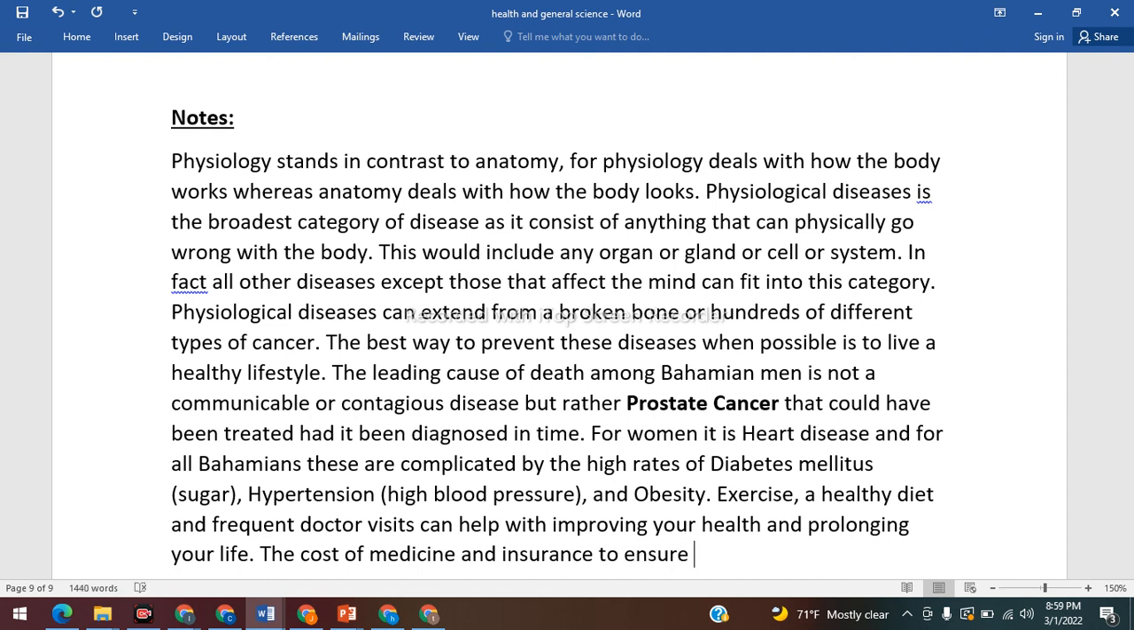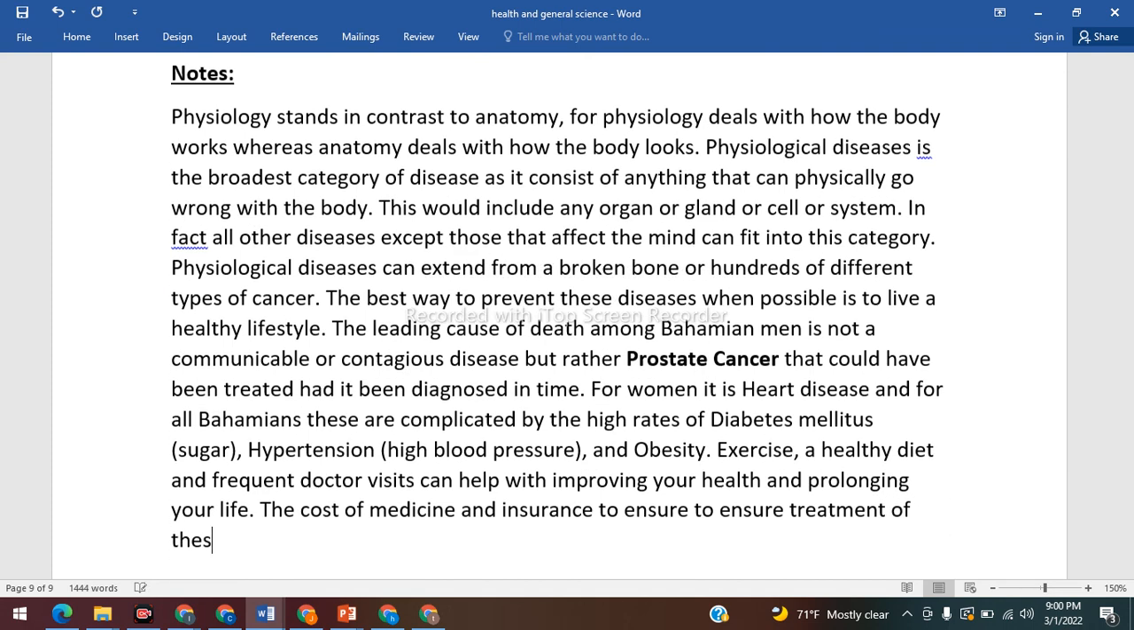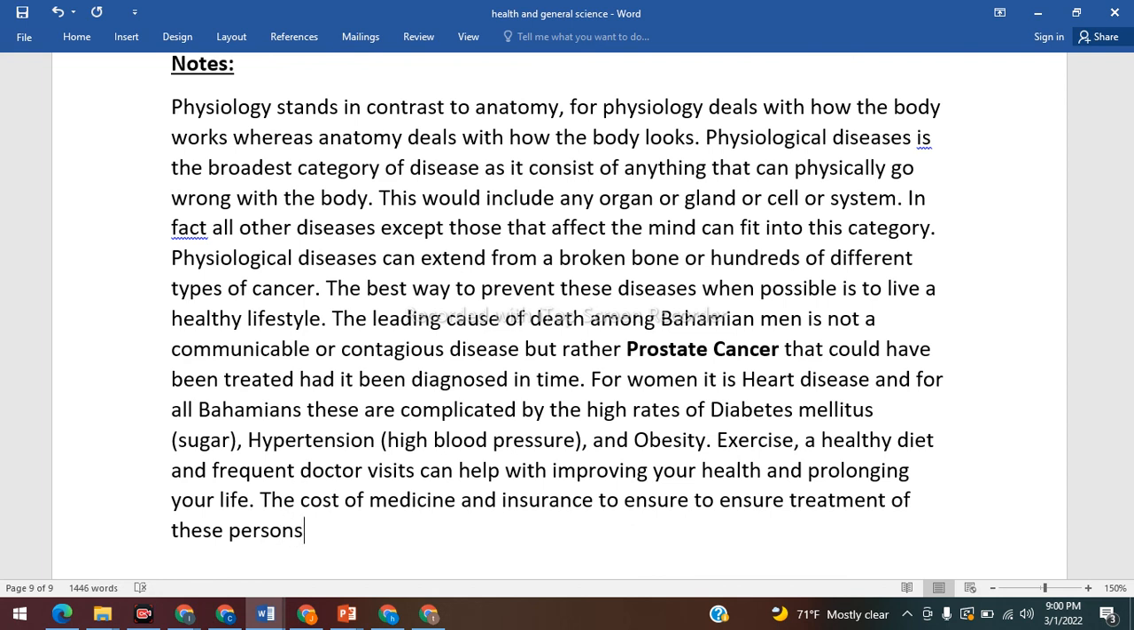Yeah, I mean, it still costs money. But what if all of us were healthy? We wouldn't need a hospital except for emergencies. So the cost to government of medicine and insurance, right? Treatment of these persons, we would save a lot of money if we just would eat right and be healthy.